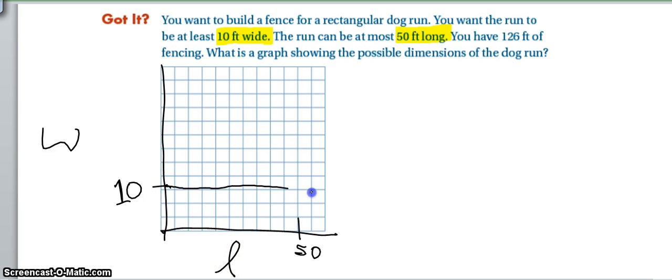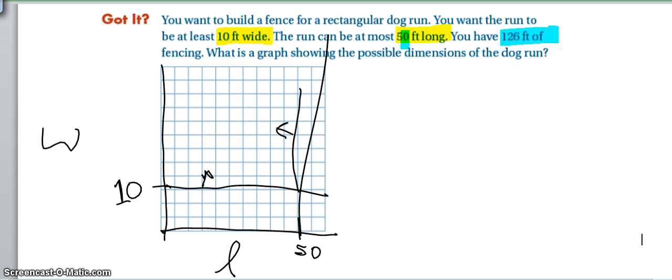I know that the width needs to be 10 feet or above. The length needs to be at most 50, so 50 feet or below. And I know that I only have 126 feet of fencing. So I can't make it be 50 feet long and 10 feet wide in both places, because that won't give me... I could make it just 50 feet long and 10 feet wide, but I want to talk about what are the possibilities that I have.